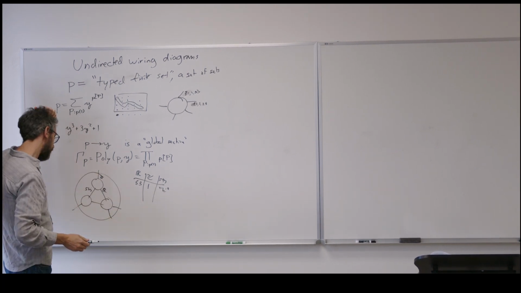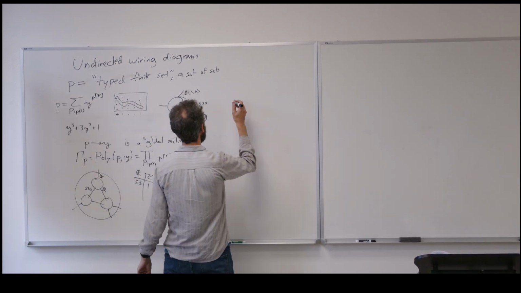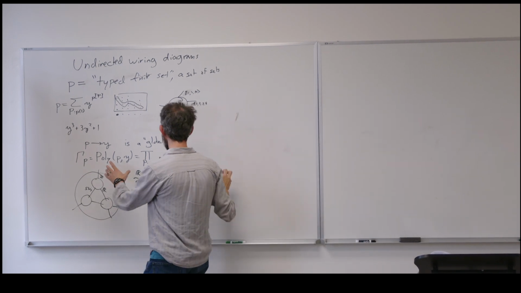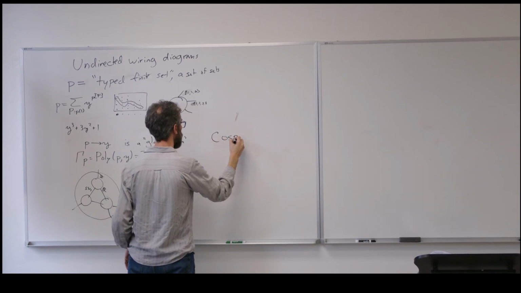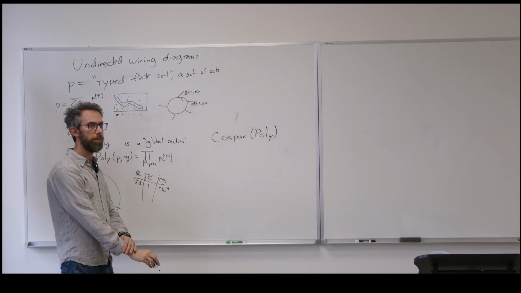So to start off the talk, I wanted to say that this sort of thing is very much a poly sort of thing to do. What we're looking at here is cospan poly. That gets at the entire story of cospans of typed sets.